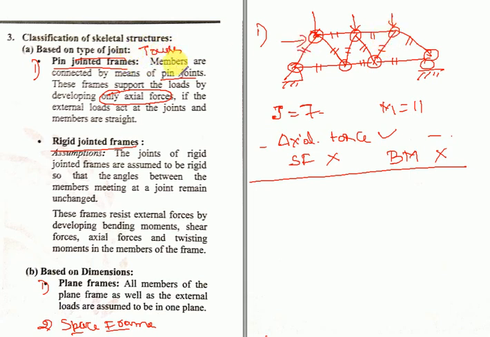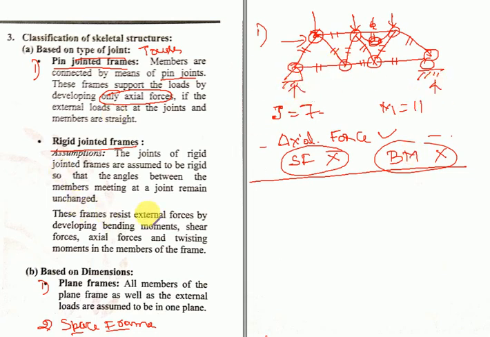Pin jointed frames are also called trusses, in which the loads are applied only upon the joints, and the loads are not applied upon the members. That is the reason it will only develop the axial force, and it will not develop any shear force and bending moment. If any load acted upon this member and it underwent bending, shear force would be generated, but that is not happening here. Shear force is 0, bending moment is 0. The only force developed here will be axial force.